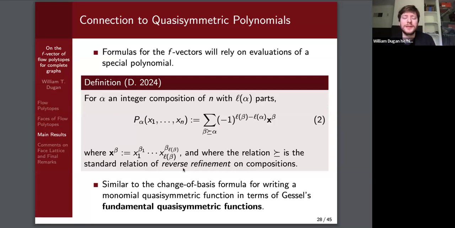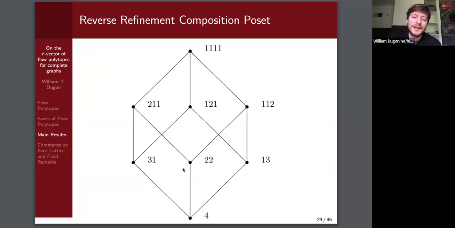At the same time, I think there's something to be said, because we have the same partial order on the compositions. Maybe saying that there's a connection to quasi-symmetric functions isn't fully right, but this is basically a quasi-symmetric polynomial, but it's missing a few terms. That's maybe the best way to say it. I'll go back to that later.